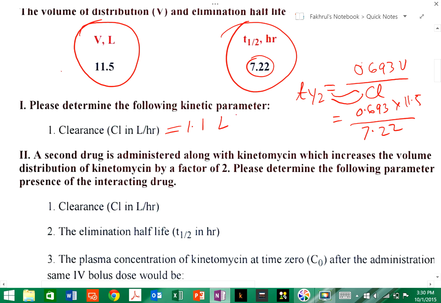liters per hour. Now you administer a second drug which increases the volume of distribution by a factor of 2. That means the volume of distribution doubles. If you use this equation, think about it. You will have, for example, 0.693 multiplied by 11.5 by 2, and then you multiply the half-life.